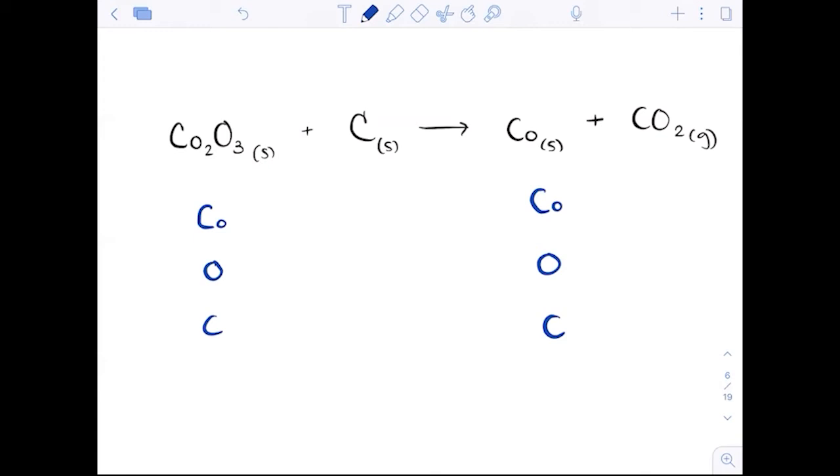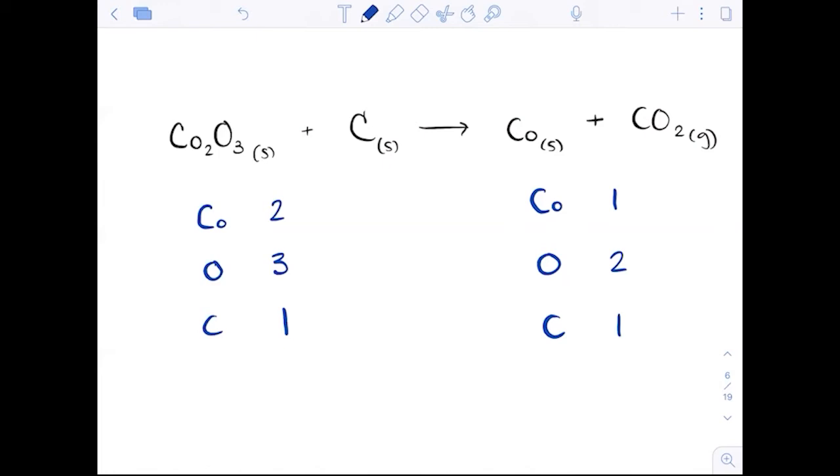Let's go ahead and count. I have 2 cobalts on the reactant side, I have 3 oxygens, and 1 carbon. Remember, if you don't see a subscript, it's understood as being a 1. I have 1 cobalt, I have 2 oxygens, and I have 1 carbon. Now, it doesn't matter the order at which you write this list, and there's multiple different ways to attempt these. This is just my way of doing it.